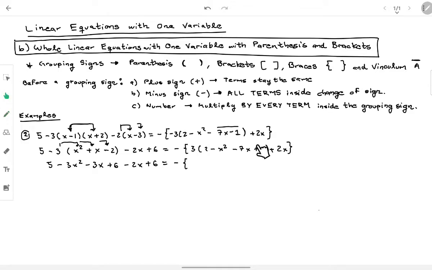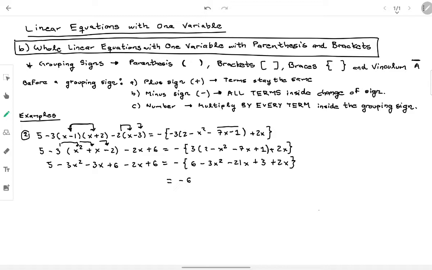inside this parenthesis. I forgot to put here the parenthesis. So in this case, this number 3 is multiplying all of them, and it's going to be 6 minus 3x squared minus 21x plus 3 plus 2x. Then the next part is we can take out the braces, and it's going to be minus 6.